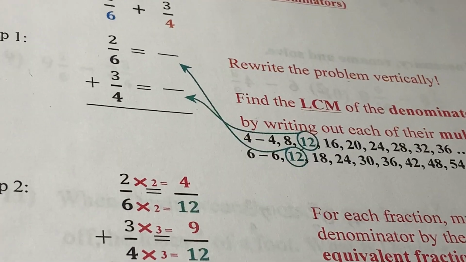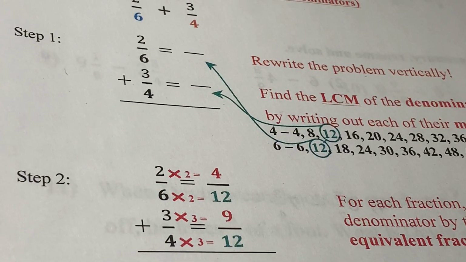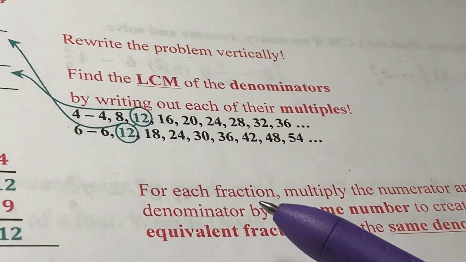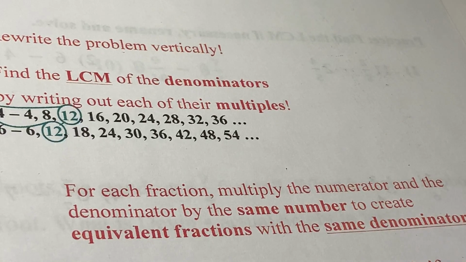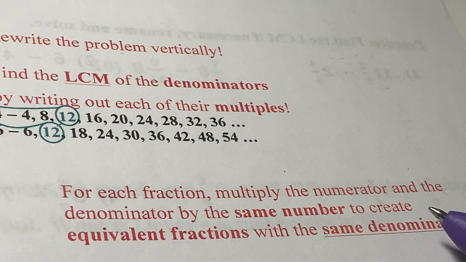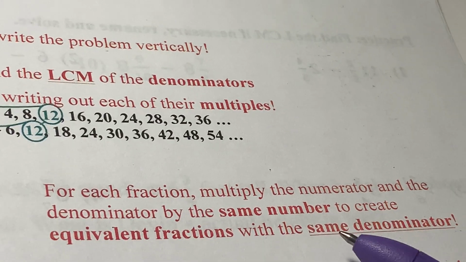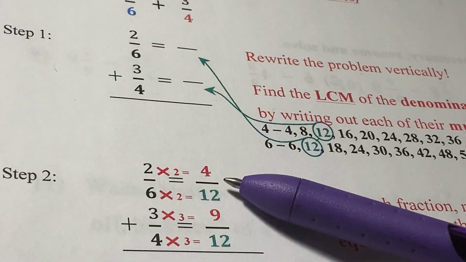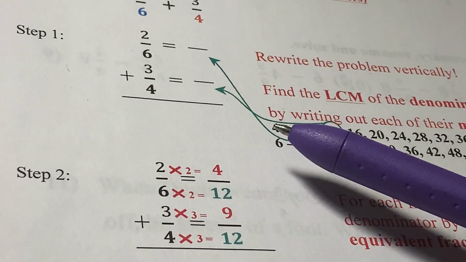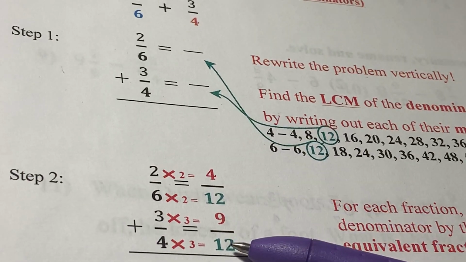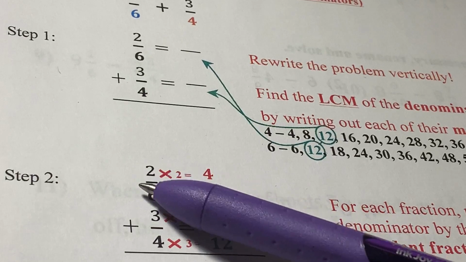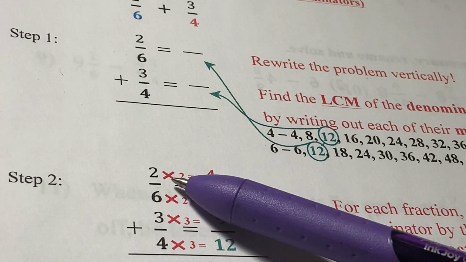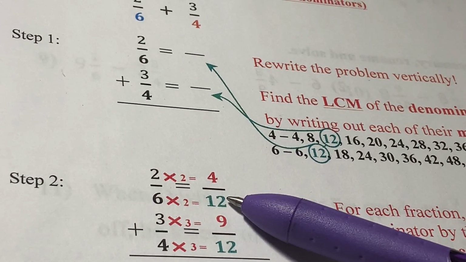Now, zoom in a little bit. Here's the thing that you have to make sure you do. This second step is very important, okay? Look here. For each fraction, multiply the numerator and the denominator by the same number to create equivalent fractions with the same denominator. What do I mean by that? We want these two fractions to have the same denominator. Well, right now they do. They have a denominator of 12. But I'm converting the original fraction, 2/6, into a fraction that's equivalent to 2/6, but with a different denominator, right? That's the key.